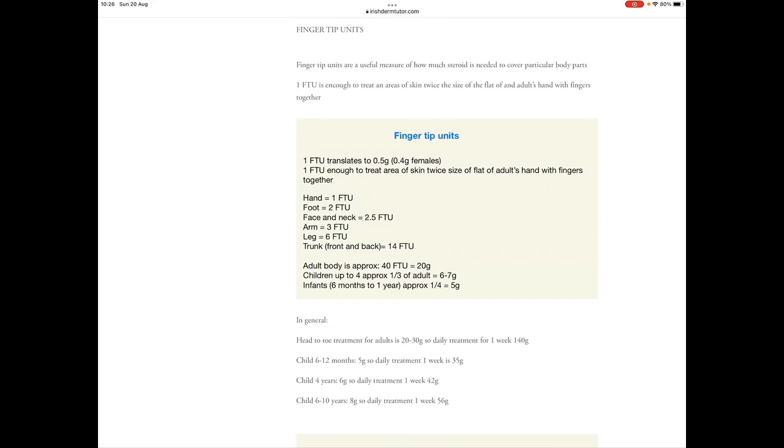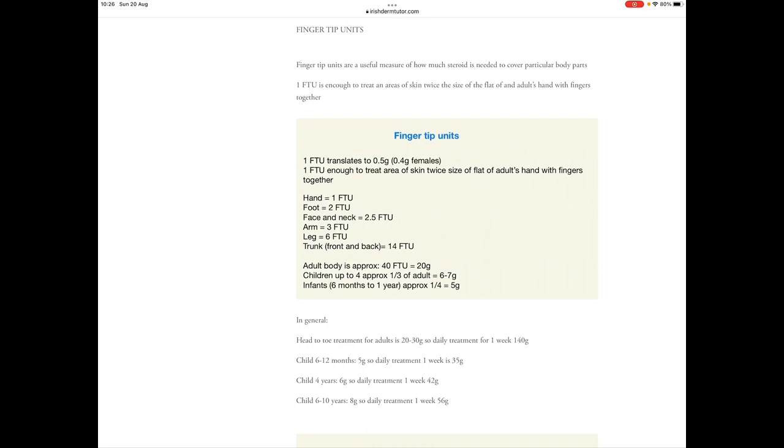And 1 fingertip unit translates to about 0.5 grams for males and 0.4 grams for females. Essentially, 1 fingertip unit should cover a hand, 2 fingertip units cover a foot, 2.5 the face and neck, 3 the arm, 6 the leg, and 14 the trunk. And obviously that's for adults, and it's different for children.